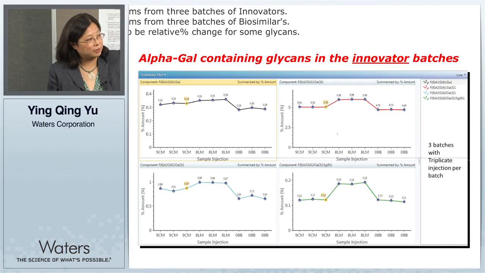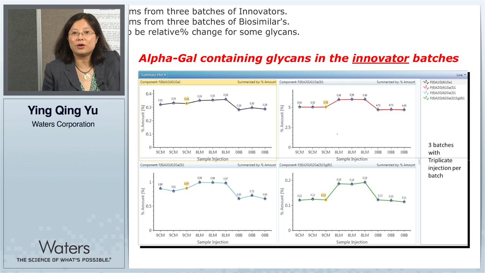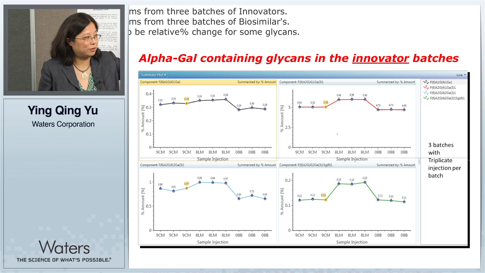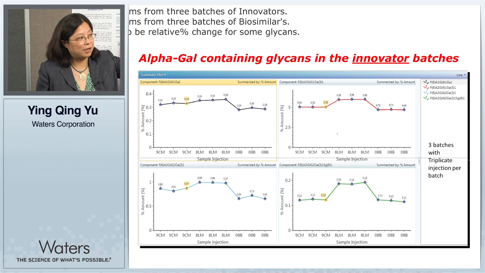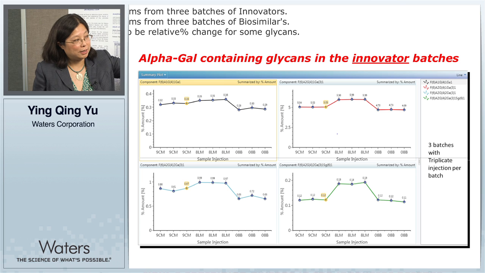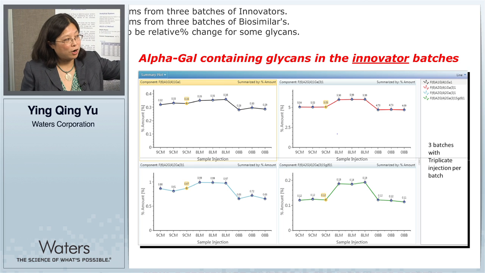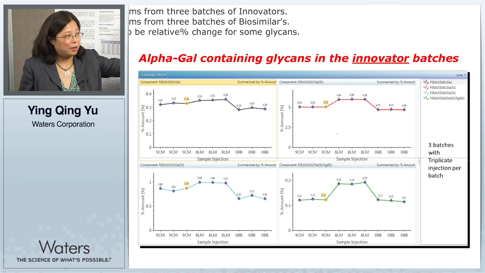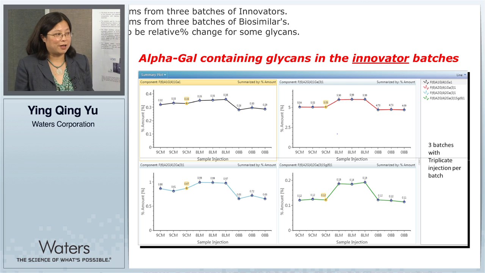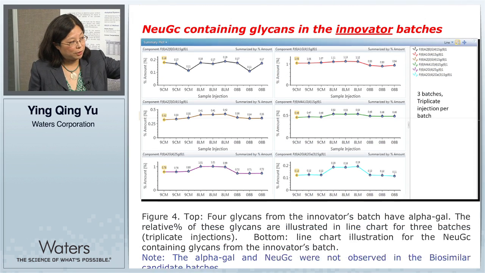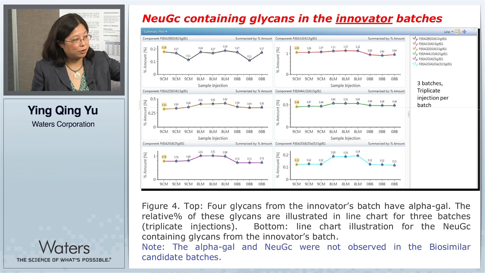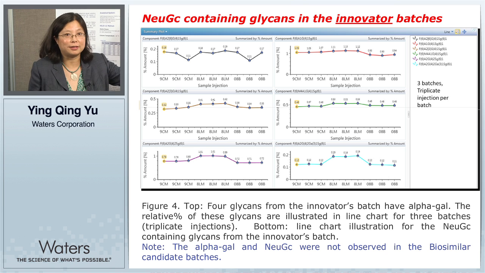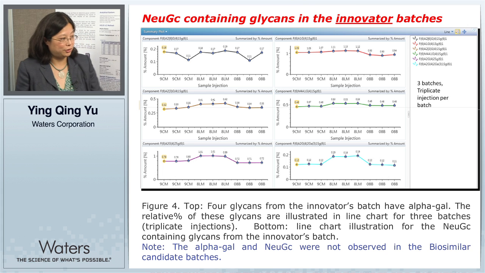On the far right, we have statistical analysis from 3 batches of the innovator Infliximab that shows the alpha-gal containing glycans, the relative percent for the 4 alpha-gal containing glycans that we observe from the innovator Infliximab. And also in the middle, there are 6 N-glycolylneuraminic acid containing glycans that are also observed in the innovator batches. We list the concentration from each batch with triplicate injection.